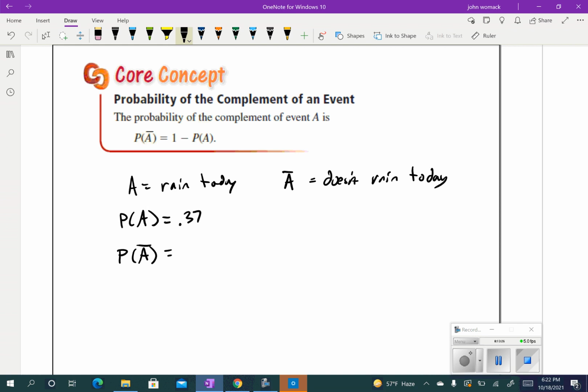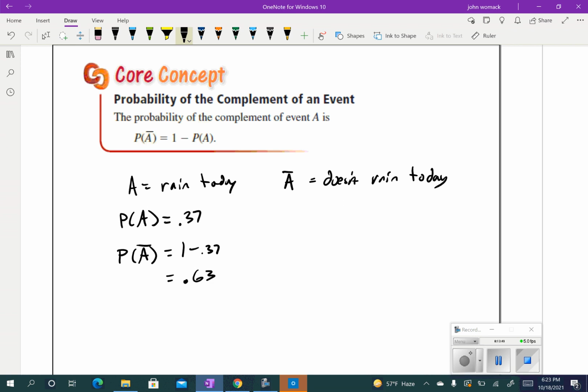Well, what this says up here is if I go 1 minus 0.37, that will give me the probability of its complement. So 1 minus 0.37, a 37% chance it rains, you subtract those, you end up with, what's that? It's 0.63.